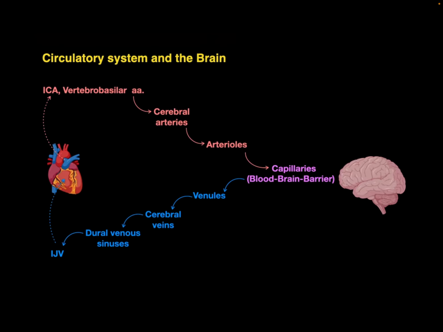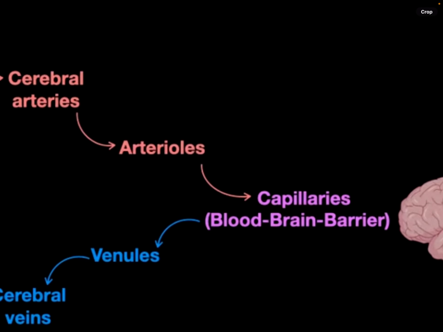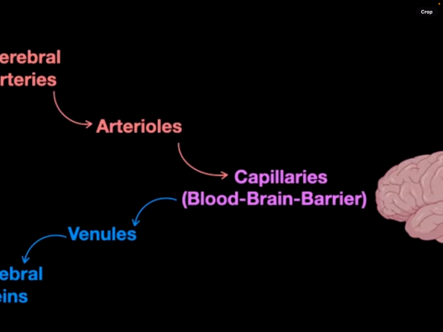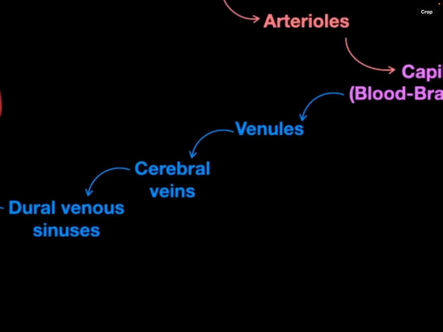Now, when you talk about the circulatory system of the brain, this is a rough overview before we jump to the venous sinuses. You get your blood supply from the internal carotid artery and the vertebro-basilar artery. Remember the circle of Willis. So that was the major blood supply to the brain. Then they turn into cerebral arteries, then arterioles, and then a very defined capillary system which forms a blood-brain barrier, and it's very intricate. Then venules, eventually cerebral veins.